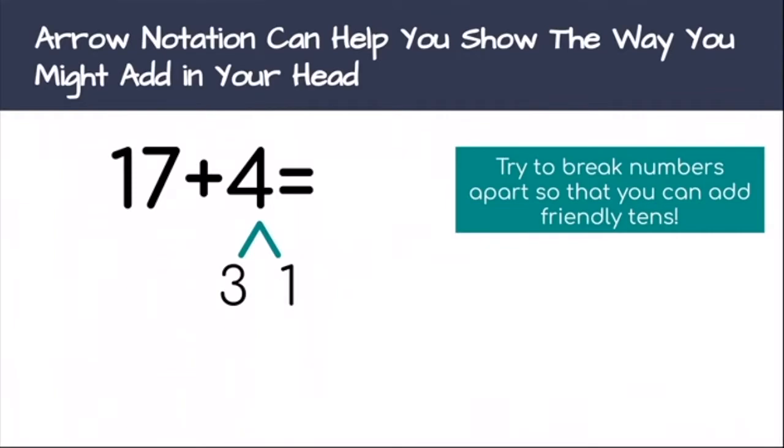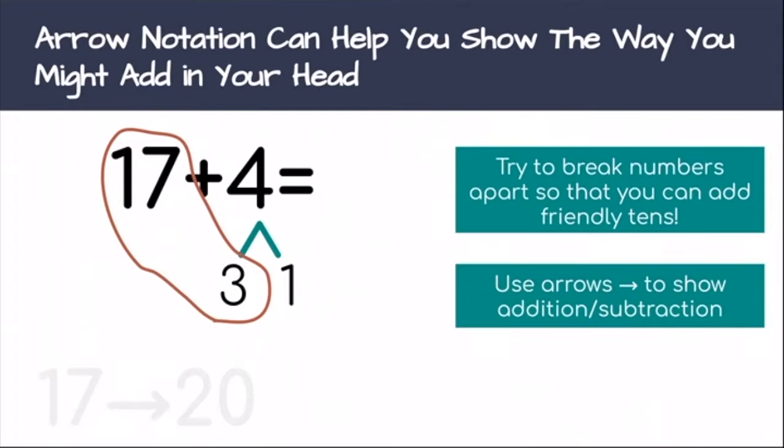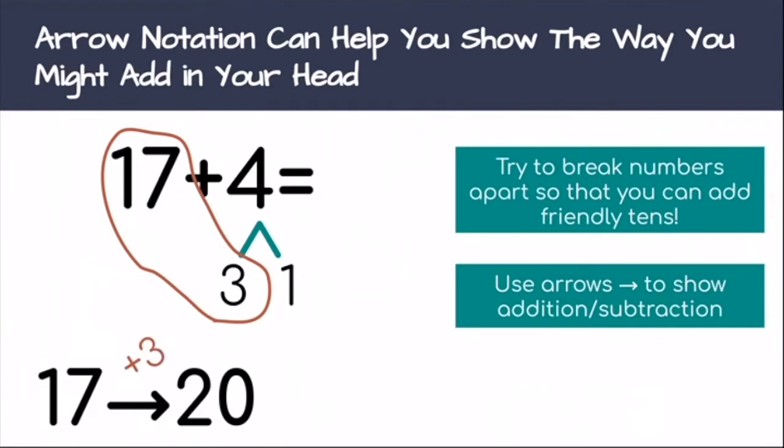So now I see that the 17 and the 3 is my way to make a friendly 10, and then I'll be able to add on the extra. So my next job is to use arrows to show that addition and subtraction instead of a bunch of different equations. You can see here, I have 17 with an arrow that gets to 20. Now, the arrow is really showing that I'm adding the 17 plus the 3 so that I can make 20, which is a friendly 10.